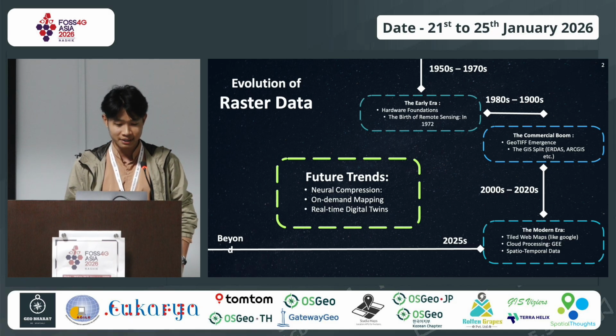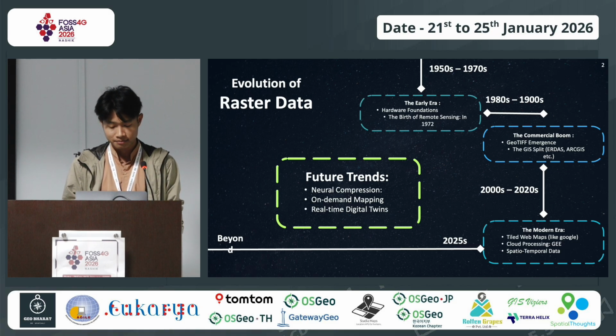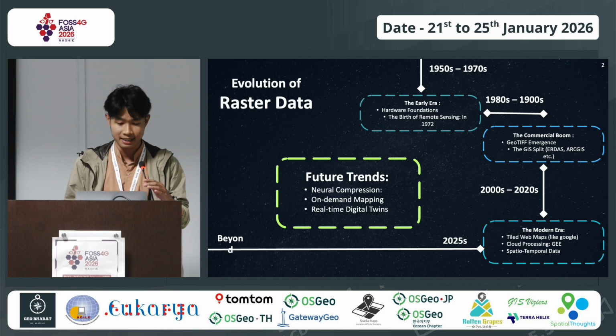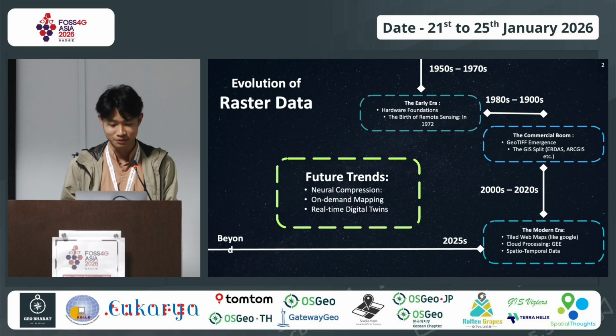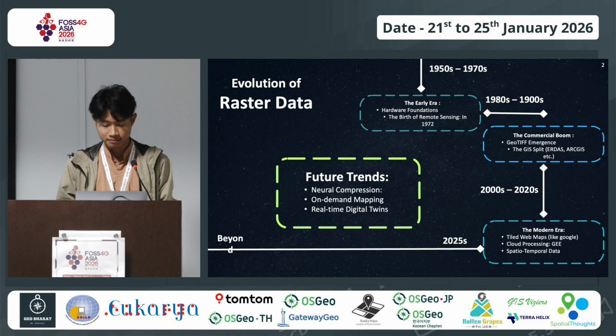First, I would like to describe the eras of the evolution of raster data. The first era started in the 1960s to 1970s. It's called the early era: the hardware foundations and the birth of remote sensing, with the launch of Landsat 1 into space in 1972.